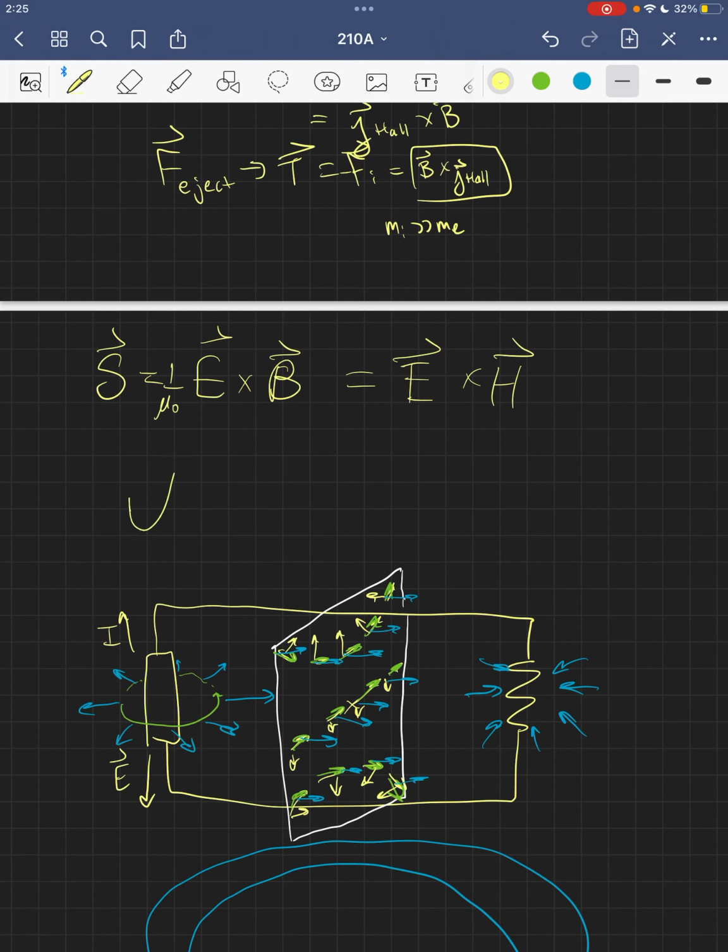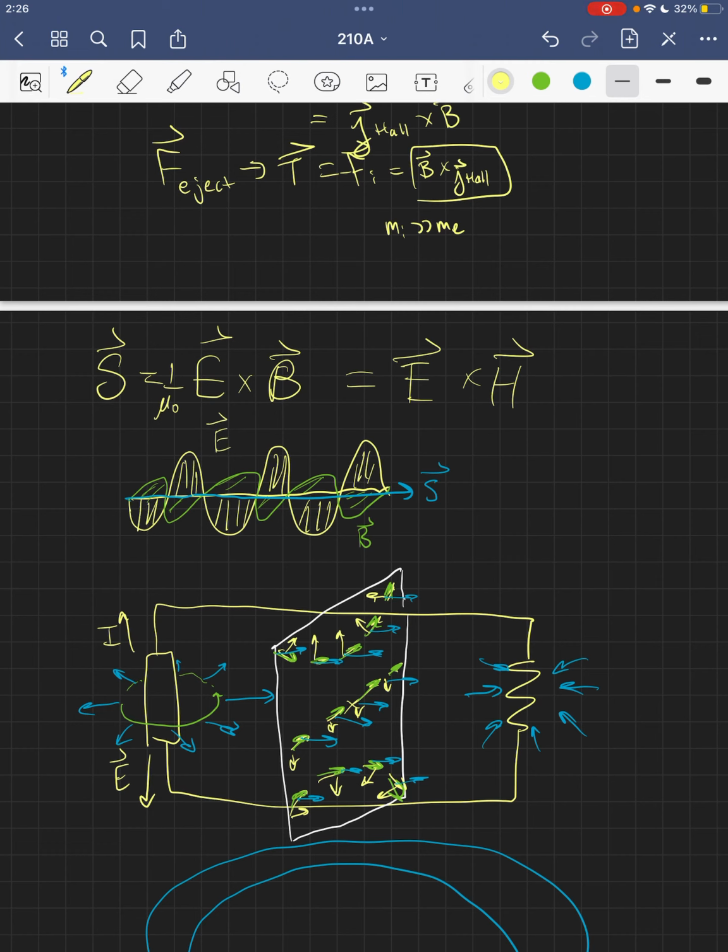All right, so if this is your electric field, let's say vibrating in the X, and then your magnetic field, let's say vibrating in the Y, then your direction of propagation is along the Z, right? That's also the direction of your Poynting vector. Okay, so that is why the Poynting vector is important.